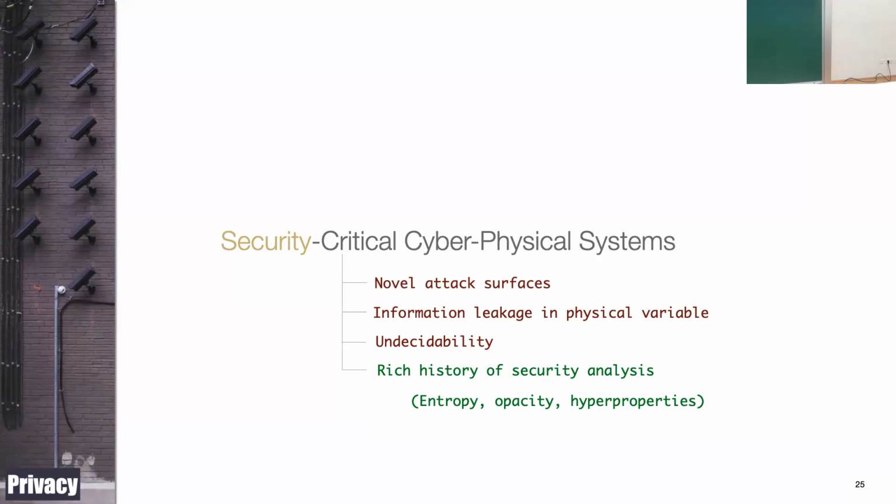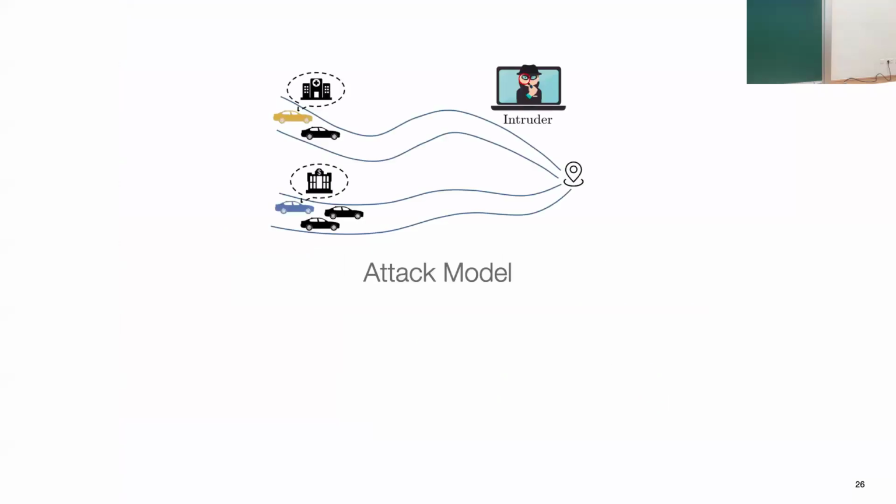We have concepts like entropy to quantify information inside something. We have notions like opacity in discrete event systems. We have hyperproperties, thanks to you guys. Right? So let's take a quick example here. This is a simple example, and using this example, I'll talk about the attack model.